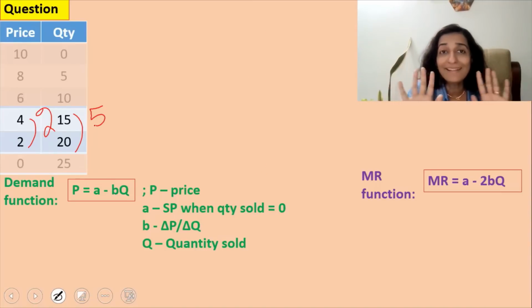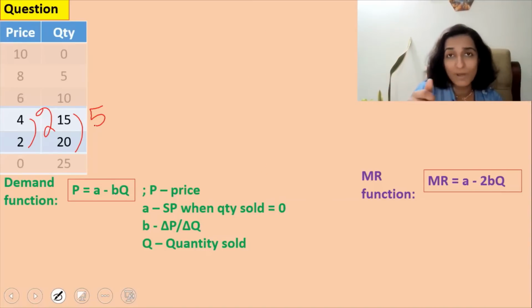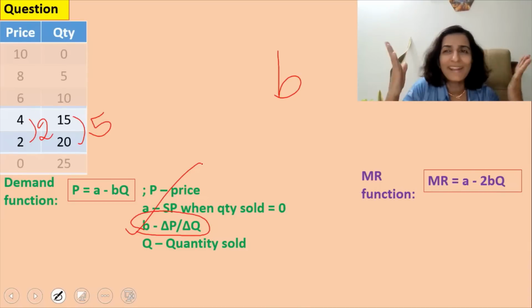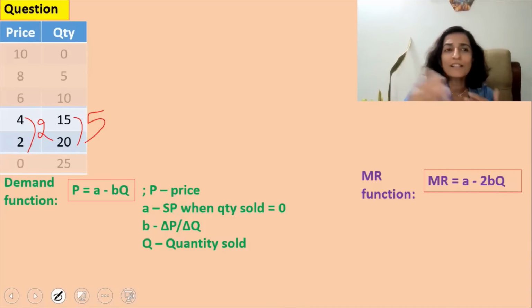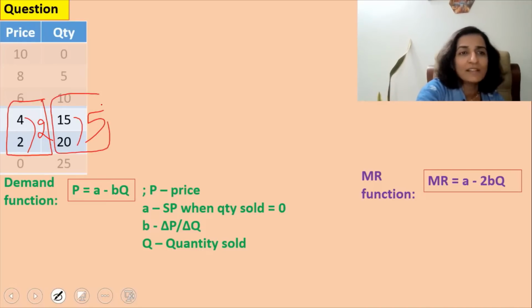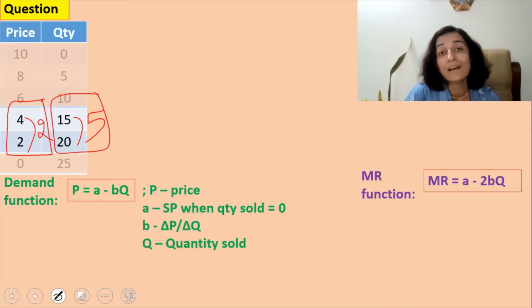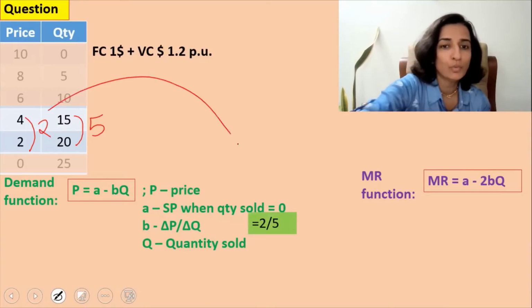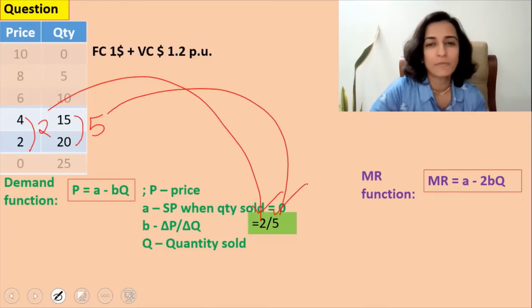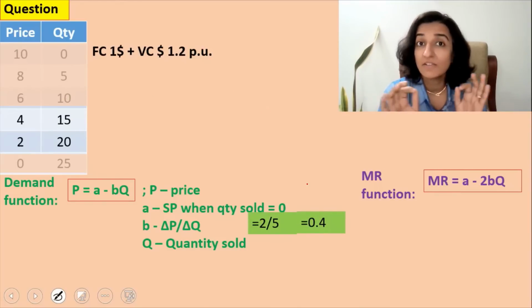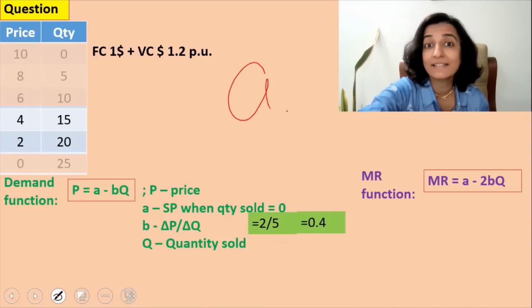You don't need to take the negative sign here. That is 15 minus 20. I know it is negative 5. What we are trying to find out is the rate of change where negative sign is not required. So all that you have to do is subtract the two prices and you have to subtract the two quantities, ignoring the minus sign. So the value of B is 2, that's coming from here, and divided by 5, that's coming from here, which gives an amount of 0.4. Our next task is to calculate A.